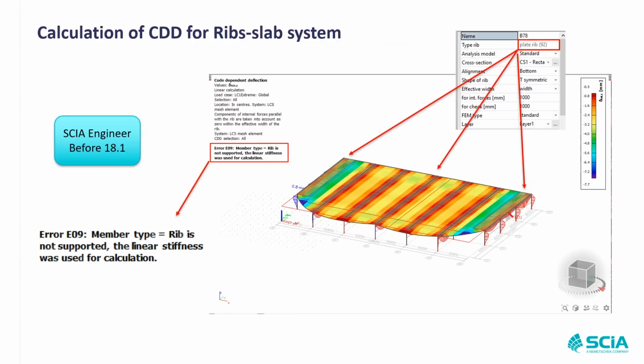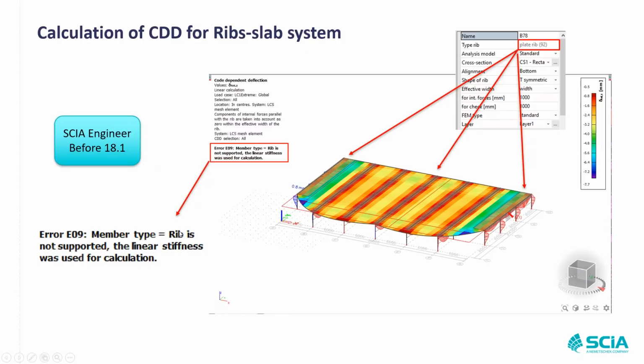Basically, I guess you still remember in version 17, we already released the new calculation for the CDD. It was a nice improvement where the user can calculate the long-term deflection for 1D and 2D elements in one go. Also, we implemented automatic combination for the calculation of the long-term effect. But unfortunately, we had some limitation at that time in version 17.